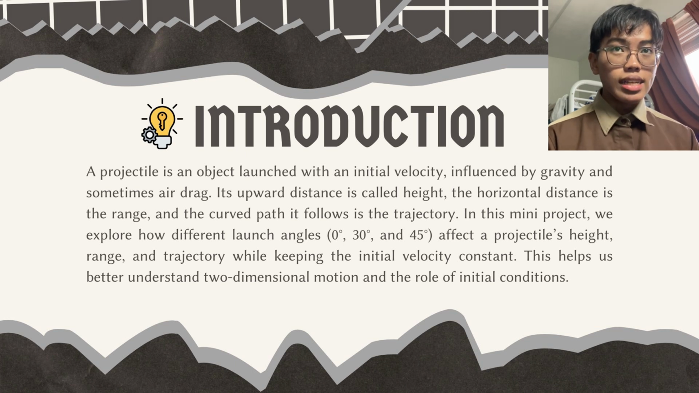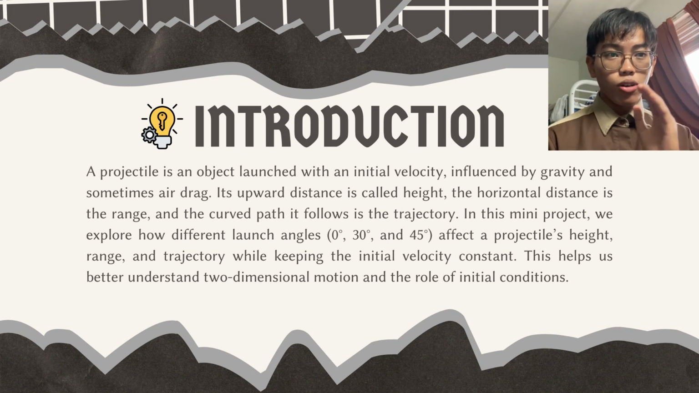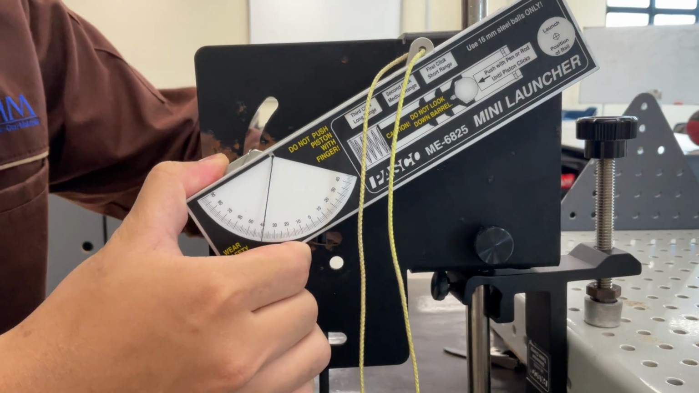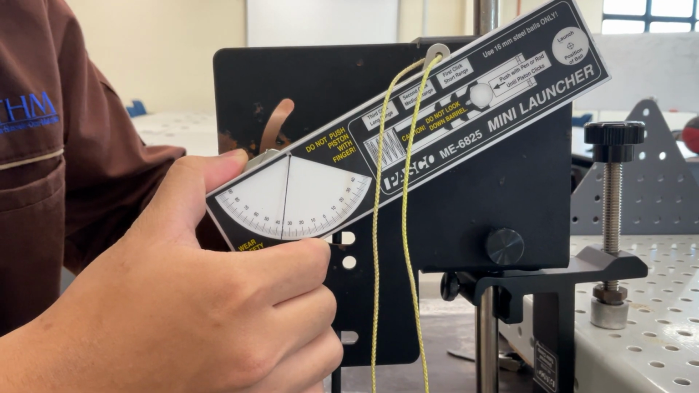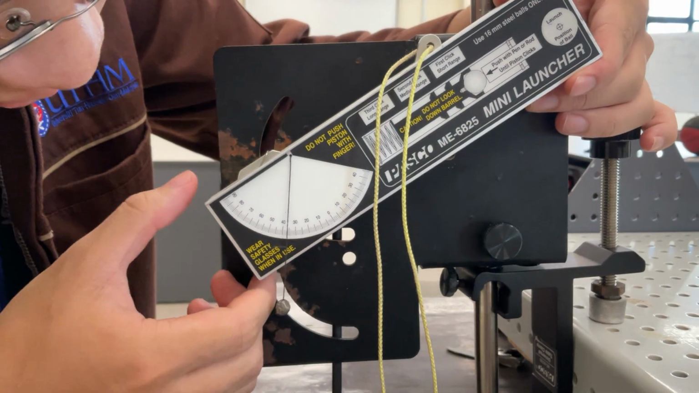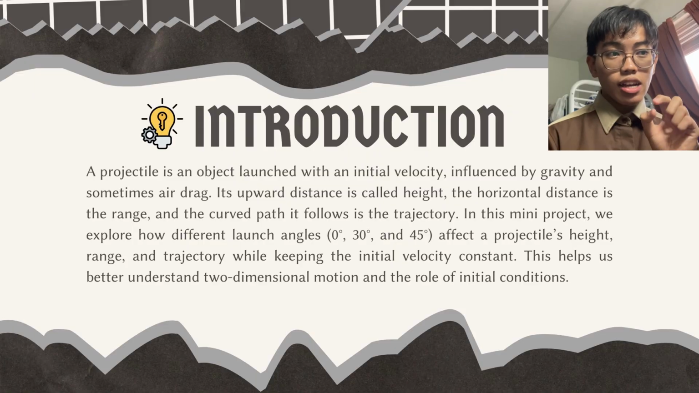Now, for the introduction. A projectile is an object launched with an initial velocity, influenced by gravity and sometimes air drag. Its upward distance is called height, and its horizontal distance is the range. The curved path that it follows is the trajectory. In this mini project, we explore how different launch angles, such as 0 degrees, 30 degrees, and 45 degrees, affect a projectile's height, range, and trajectory while keeping its initial velocity constant. This helps us better understand two-dimensional motion and the role of initial conditions.